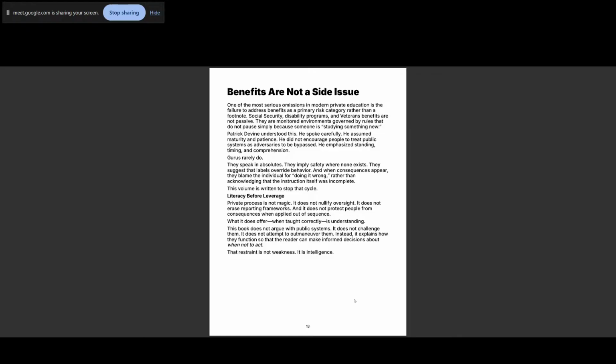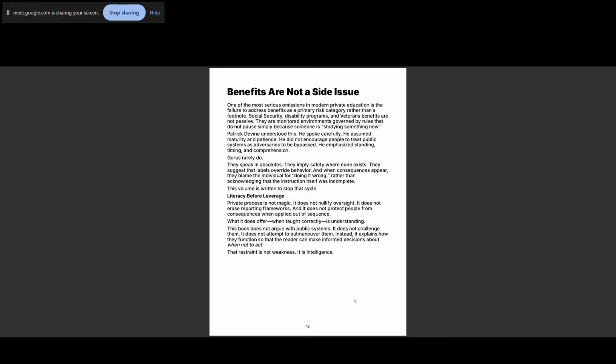Patrick Devine understood this. He spoke carefully. He assumed maturity and patience. He did not encourage people to treat public systems as adversaries to be bypassed. He emphasized standing, timing, and comprehension. Gurus rarely do. They speak in absolutes. They imply safety where none exists. They suggest labels override behavior. And when consequences appear, they blame the individual for doing it wrong, rather than acknowledging that the instruction itself was incomplete. This volume is written to stop that cycle.